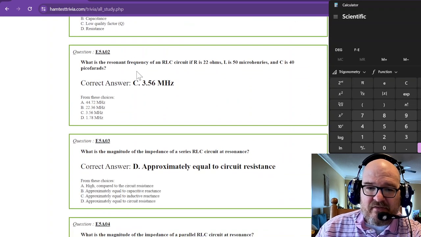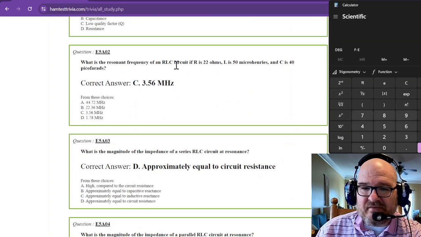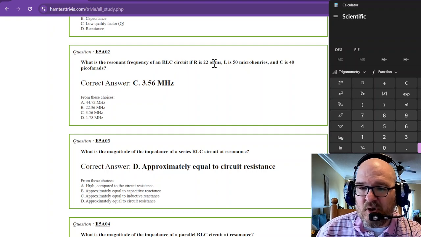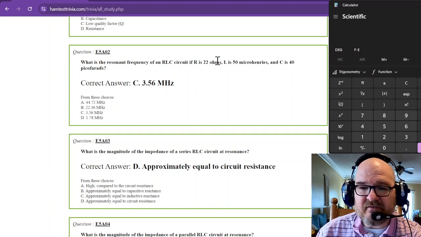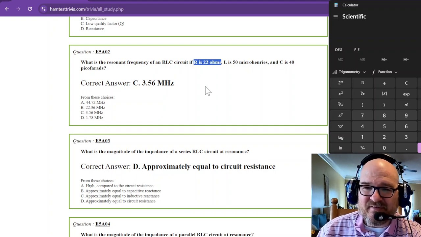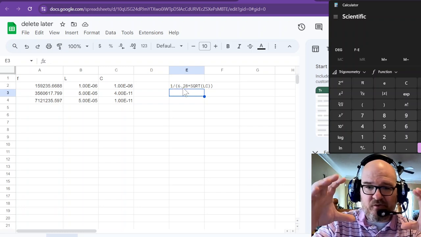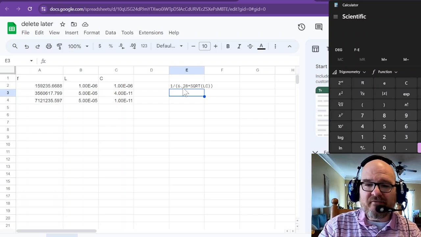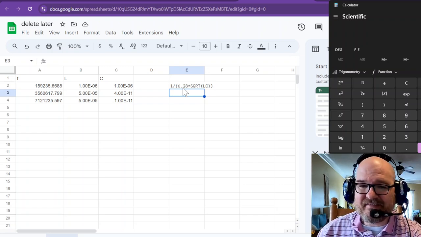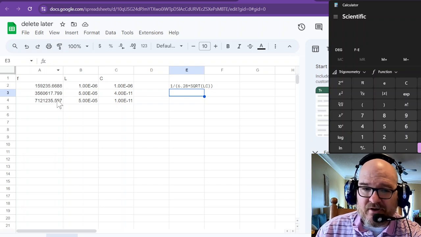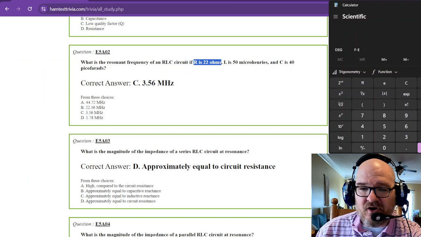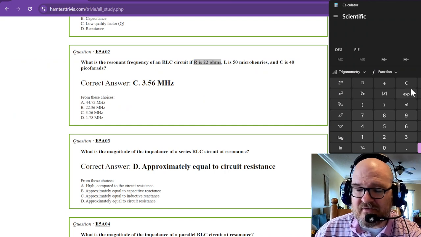Alrighty, let's go on to the next one. What is the resonant frequency of an RLC circuit if the resistance is 22 ohms, the inductance is 50 microhenries, and the capacitance is 40 picofarads? You get to neglect the resistance in this. I made a nice little cheat sheet, but the formula that you're going to use is 1 divided by the entirety of 2 pi times the square root of the inductance times the capacitance. I work these out over here, but I'm also going to show you on the calculator how you can figure this out.